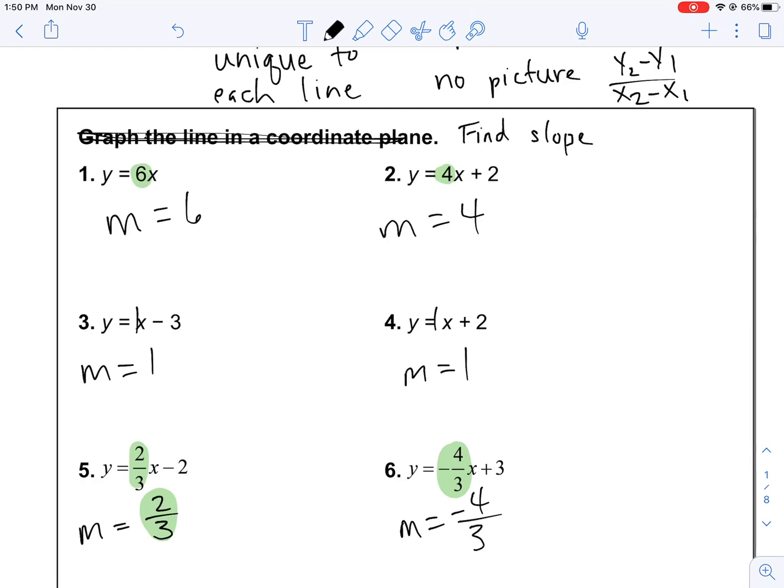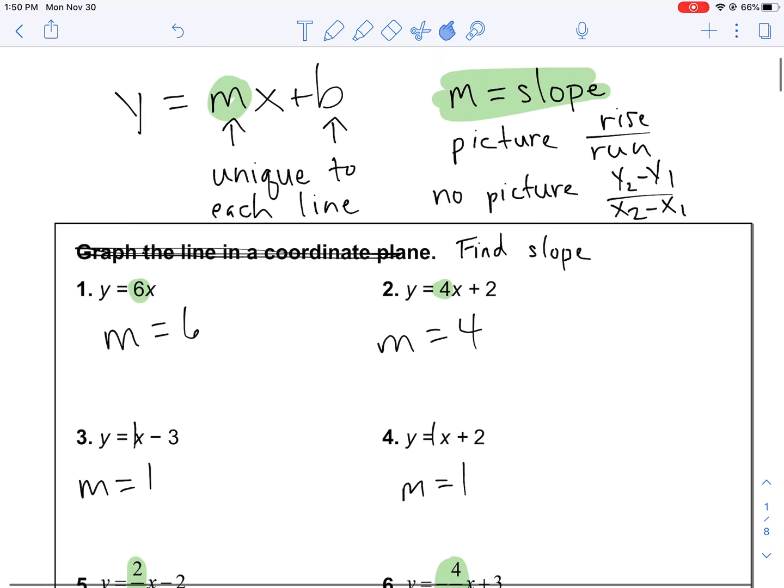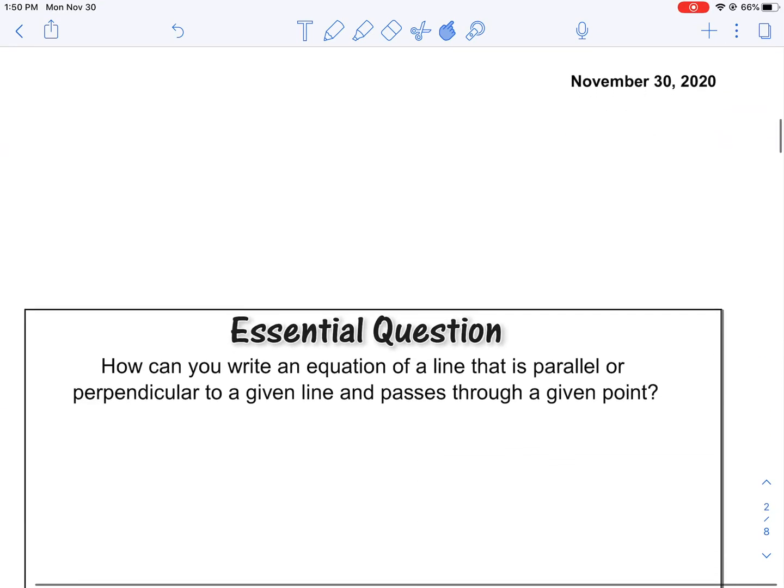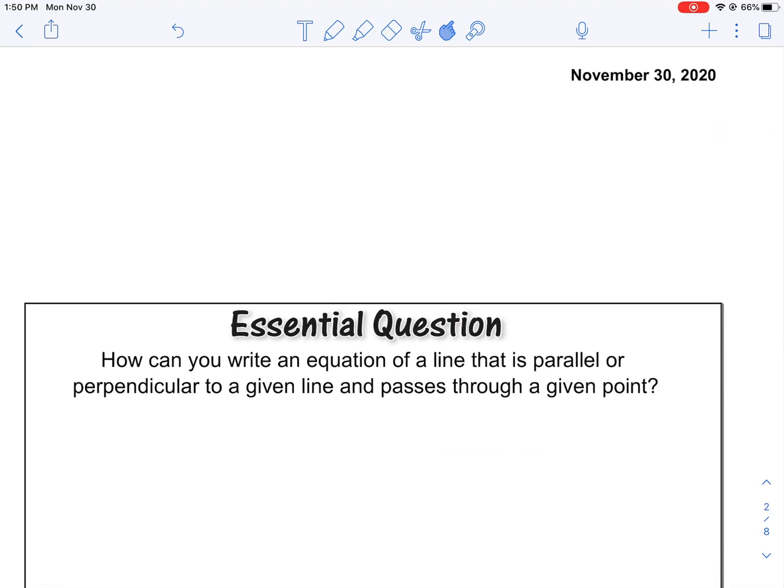Okay, so that's the slope. The slope is the number next to x. If we have a picture, we can just use rise over run. If we have no picture, we've got to use y2 minus y1 over x2 minus x1. So let's do this. Essential question. How can you write an equation of a line that is parallel or perpendicular to a given line and passes through a given point?